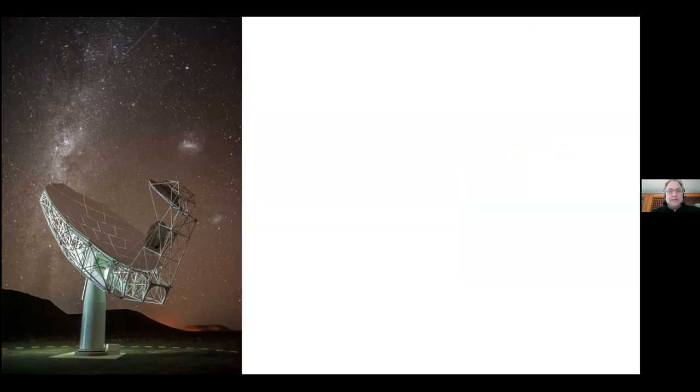Okay, let's look at the problem in more detail. So we have these fantastic instruments which tell us about the sky.